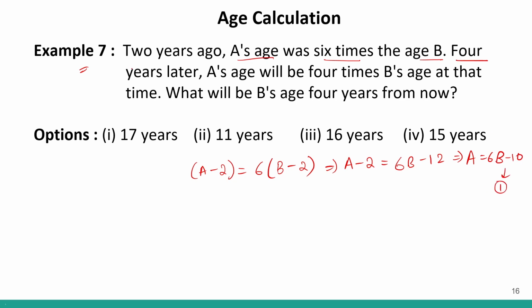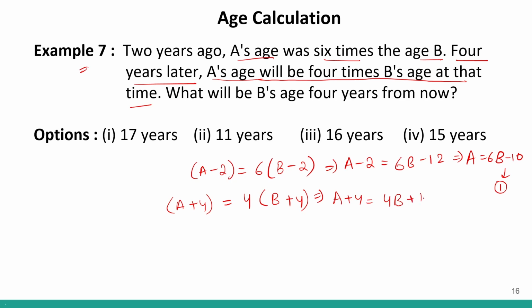Now, 4 years later, A's age will be 4 times B's age at that time. So 4 years later means A plus 4. Correct? A's age will be 4 times the age of B, so B plus 4. If I open it, A plus 4 will give me 4B plus 16. So A will be equal to 4B plus, if I take 4 this side, it will turn negative, so 4B plus 12. This is equation number 2. We have to find B's age 4 years from now. So just the value of B is required.